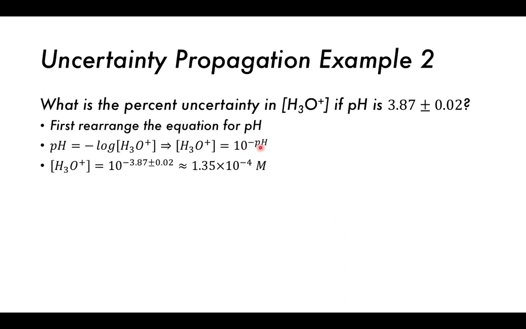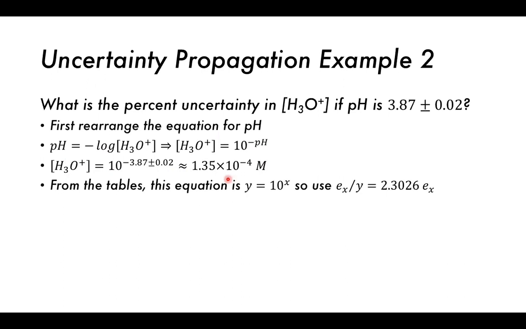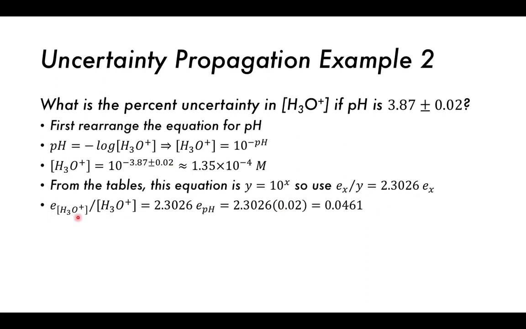Then we can fill in the pH value, which we got in the question. So the H3O+ concentration is going to be approximately 1.35 times 10 to the minus 4 moles per liter. From the tables that we saw on the previous slides, this equation is y is equal to 10 to the x, so y is our H3O+ concentration, and x is the pH value. The rule that we'll use is e_y over y is equal to 2.3026 e_x, with e_x being the error. The error in the H3O+ concentration is what we're trying to find out.